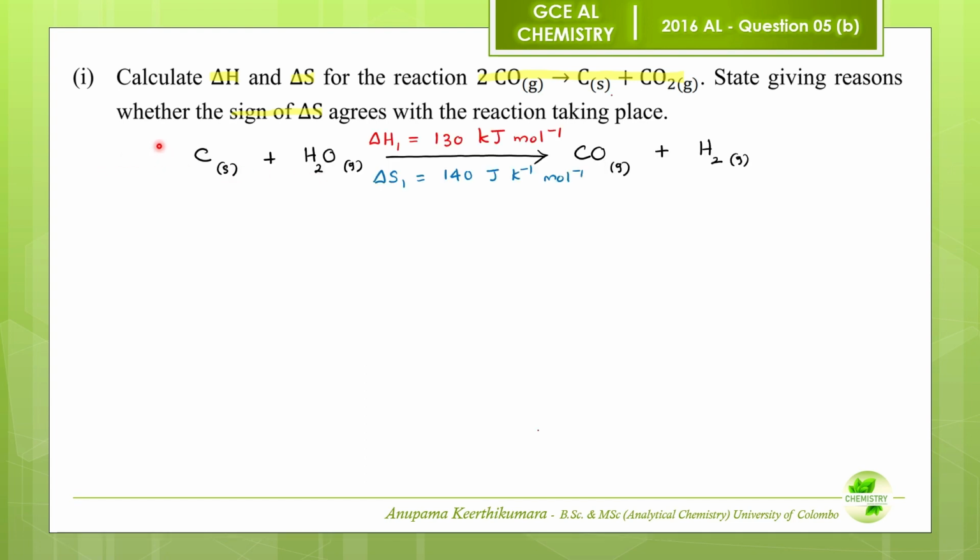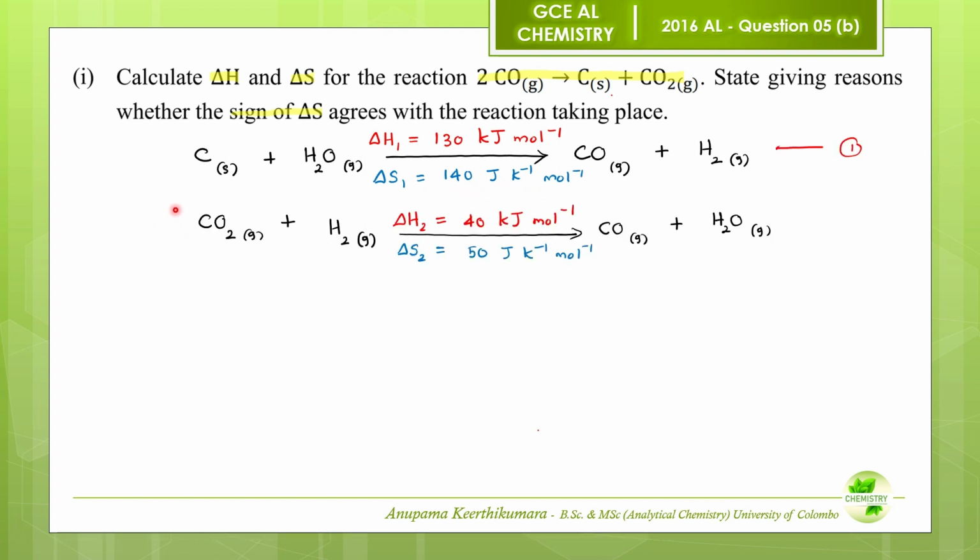During the first reaction, solid carbon reacts with water vapor and produce gaseous carbon monoxide and gaseous hydrogen. Enthalpy change of this reaction is 130 kilojoules per mole and entropy change is 140 joules per Kelvin per mole.